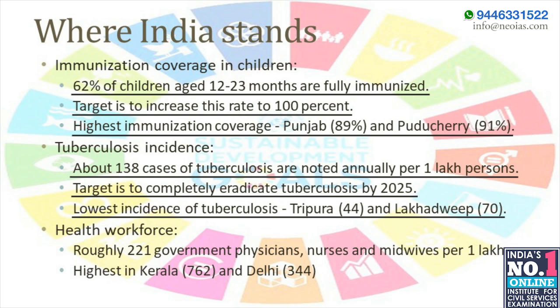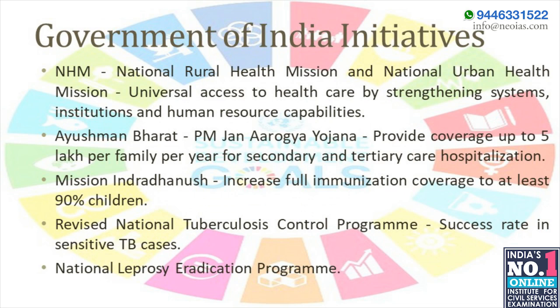Next, about health workforce. There are roughly 221 government physicians, nurses and midwives per 1 lakh of population in India. This rate is highest in Kerala at about 762. Delhi is the best performing among the UTs with about 344 health workers per 1 lakh population. So what are the Government of India initiatives for Goal 3?